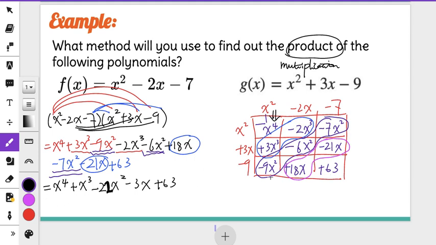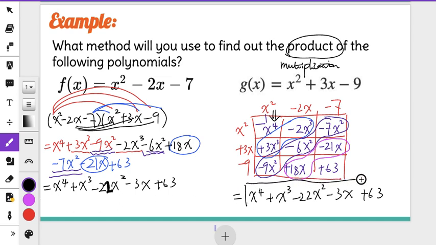Okay? So I'm going to write down the final answer: x to the 4th. Then you can type it in the calculator or just do the mental math here. 3 minus 2 is going to be plus 1, x to the 3rd. Again, you can redo this: negative 7 minus 6, negative 13 minus 9, negative 22. Okay, this time it's correct. And then minus 3x, because this is negative 21 plus 18, so negative 3, and 63. So if you compare the answers, we have exactly the same thing.